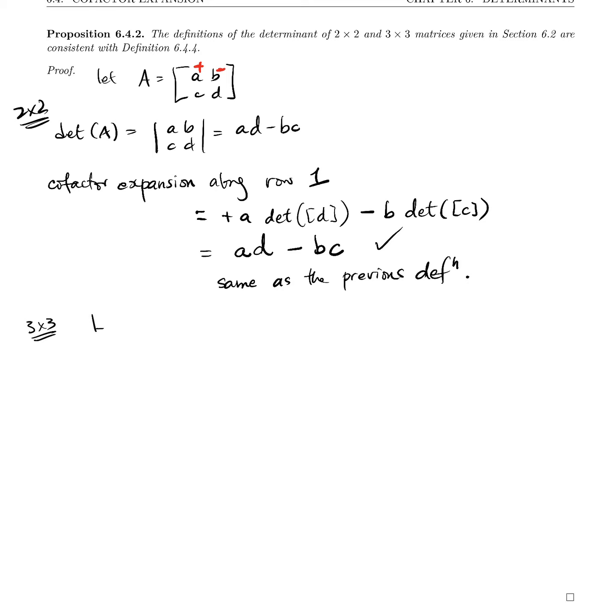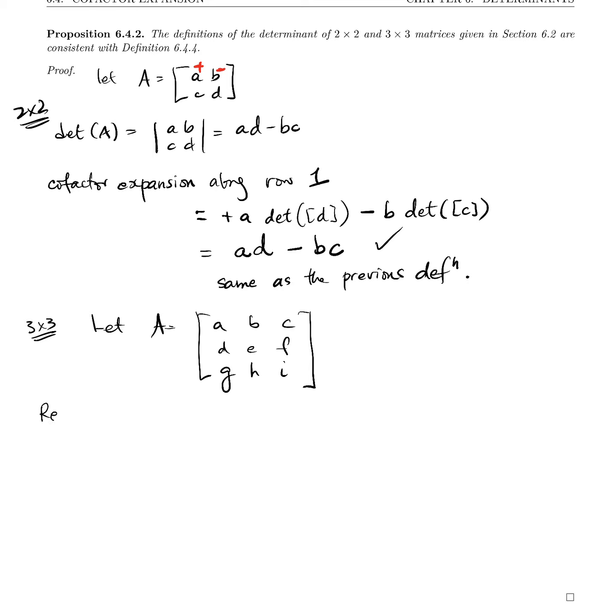So now let's let our matrix A be this matrix: A, B, C, D, E, F, G, H, I. Again, hands can't keep up with the lips. So we are looking now to do cofactor expansion. Well, let's remind ourselves actually.